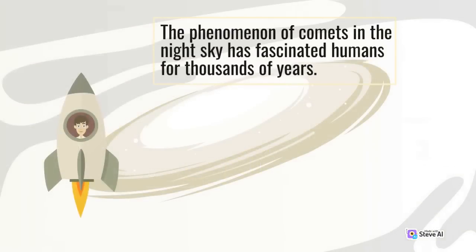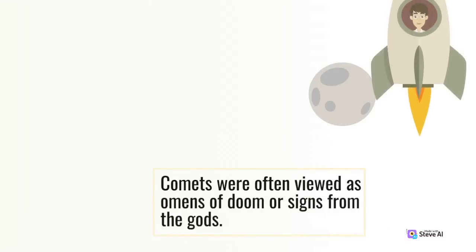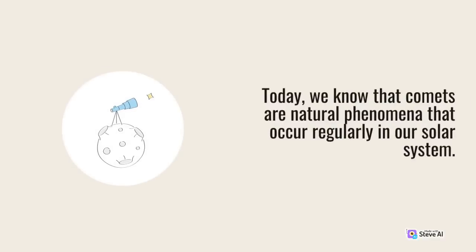The phenomenon of comets in the night sky has fascinated humans for thousands of years. Comets were often viewed as omens of doom or signs from the gods. Today, we know that comets are natural phenomena that occur regularly in our solar system.